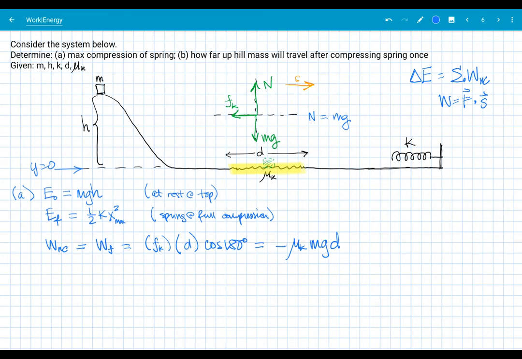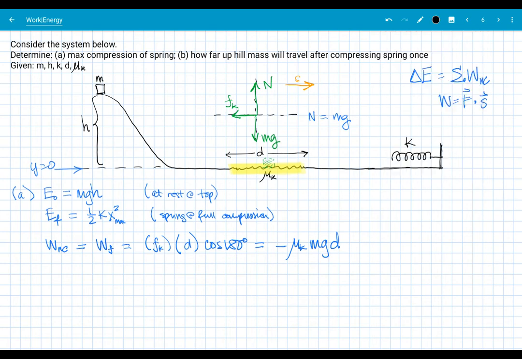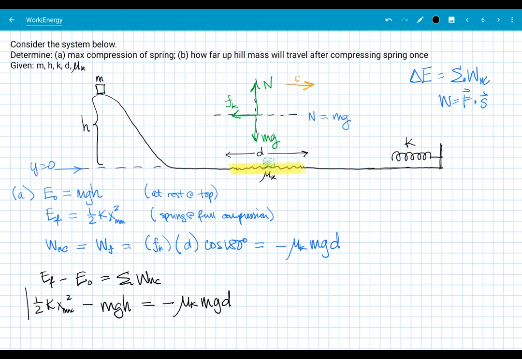So I can then take these three quantities and put them into my energy analysis equation. So this is going to look like, remember, energy final minus energy initial equals the sum of the non-conservative works. So in this case, it's going to look like 1/2 k x max squared minus initial energy, which is mgh, is equal to non-conservative works. In this case, it's only one work, mu sub k mg d. Cool. So that's one equation that I've rendered there.